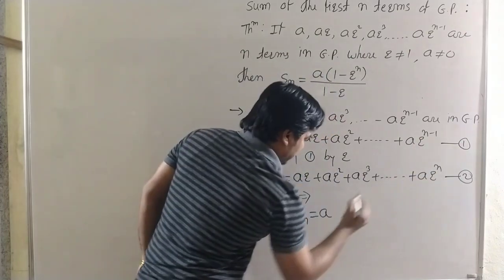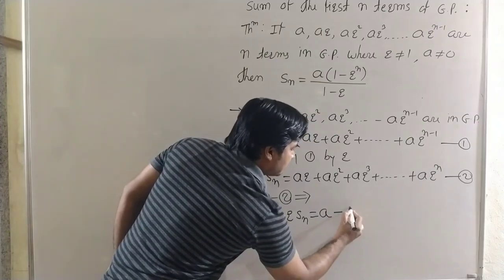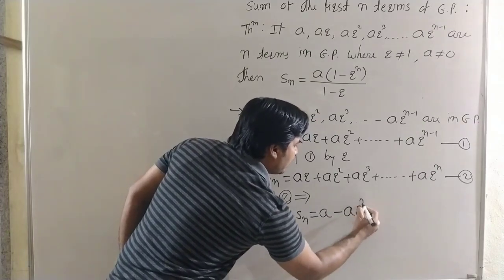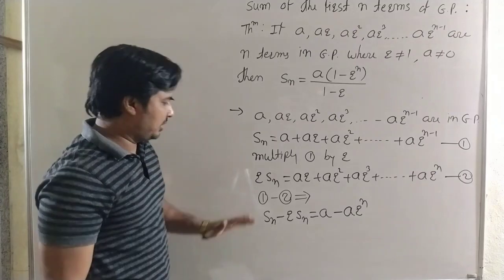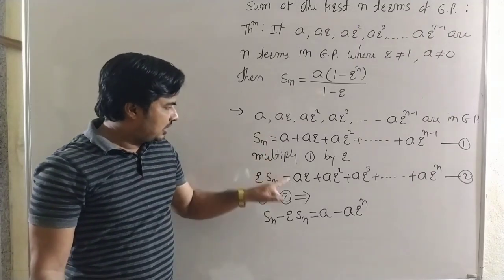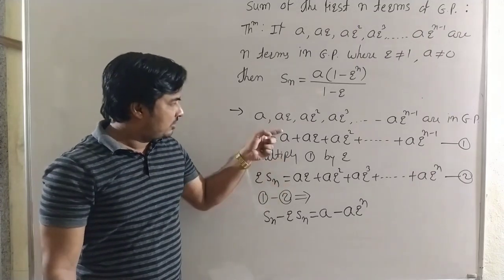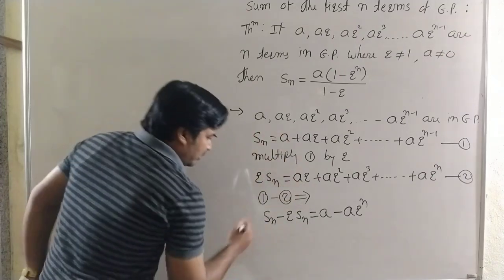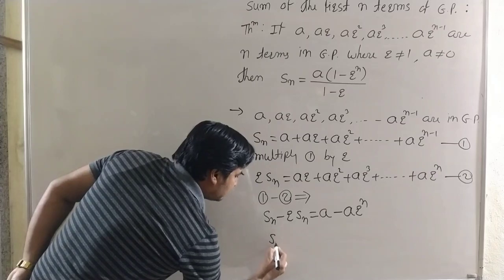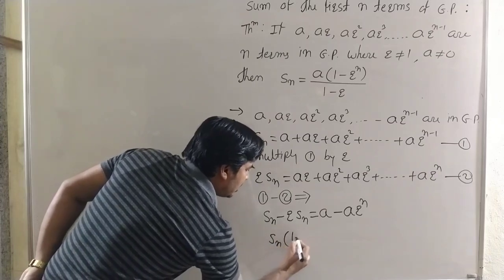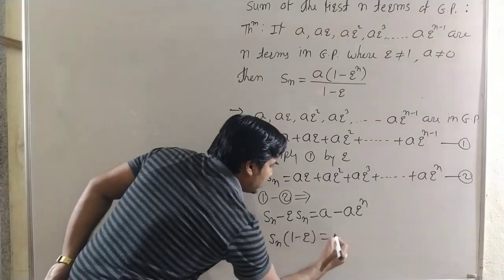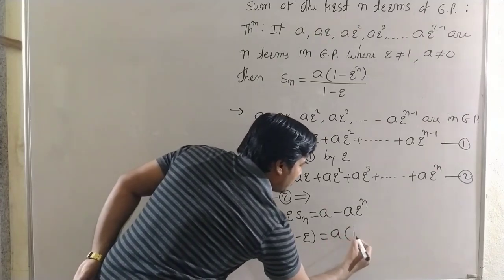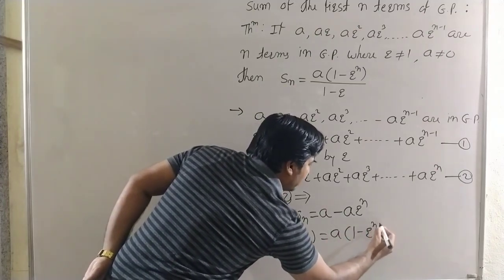But it is a minus A into R to the power n. See carefully, it is a subtraction. Subtract equation number 2 from 1. Equation number 1 minus equation number 2, we get this. Now here we can take common Sn. Here it is 1 minus R. Here we take common A, it is 1 minus R to the power n.